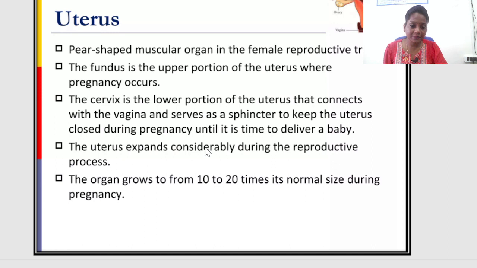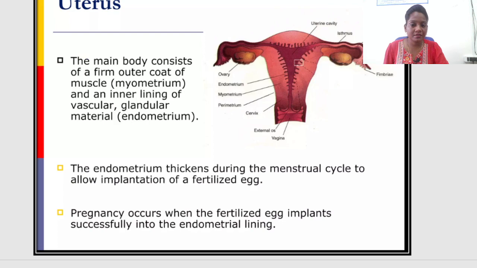And the uterus expands considerably during the reproductive process. Normally it has some measured size, but during pregnancy it can expand to hold the baby, and the organ grows to 10 to 20 times its normal size during pregnancy. That is what I discussed here.